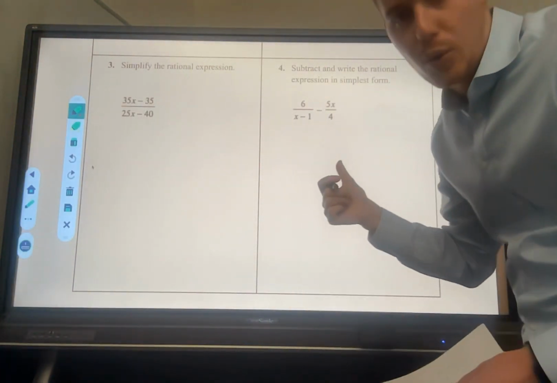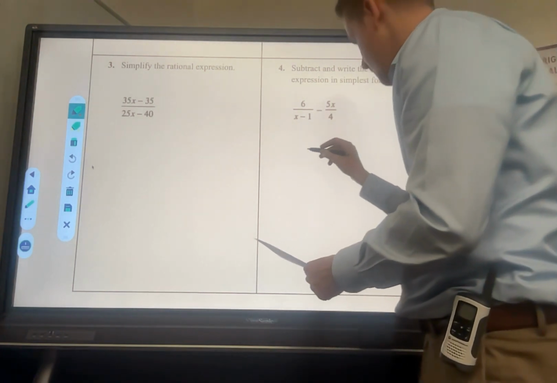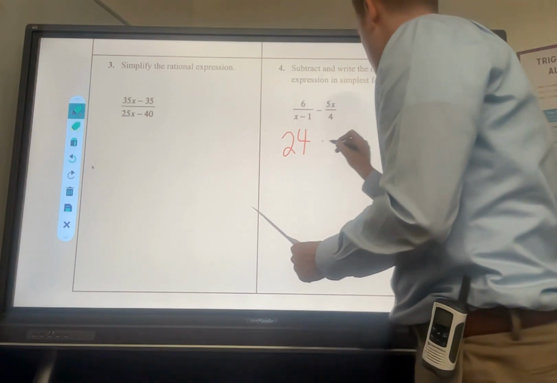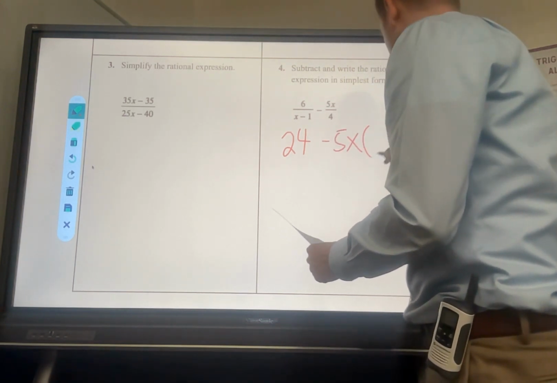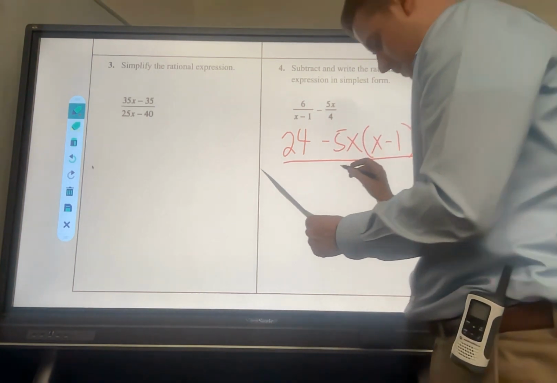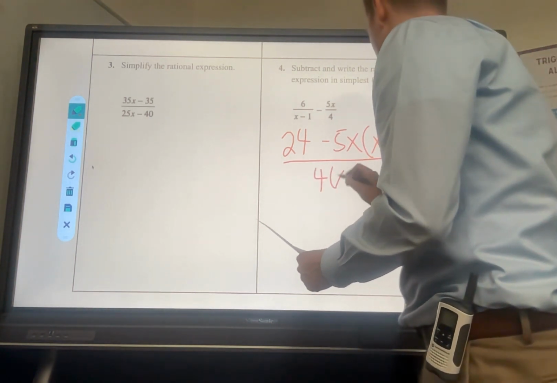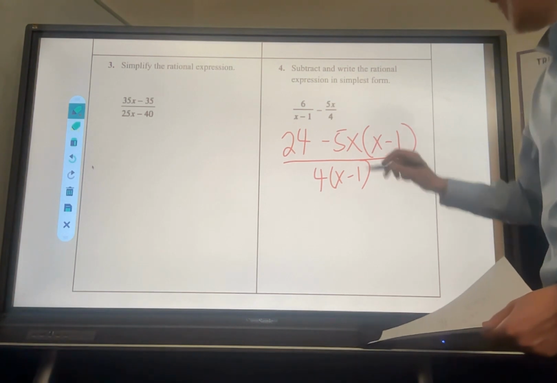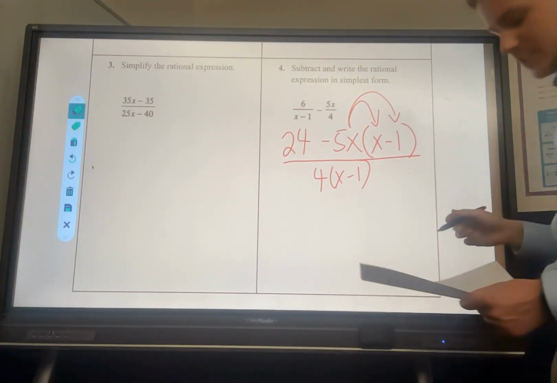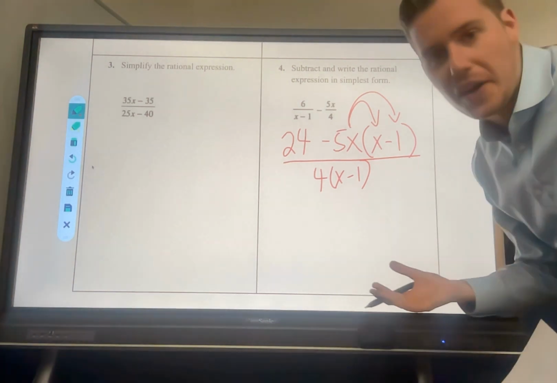Again, I'm just finishing up on question 4 here, y'all. Just needed more space. So I've got 24 minus 5x times x minus 1 all over 4 times x minus 1. And so as I mentioned in the previous thing, we're going to go ahead and need to distribute this 5x. Let's do that quickly, and we'll write our final answer here.